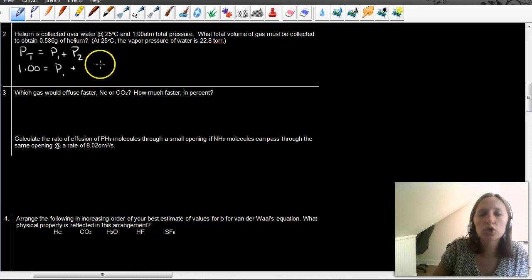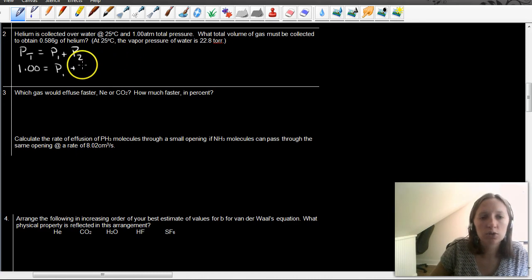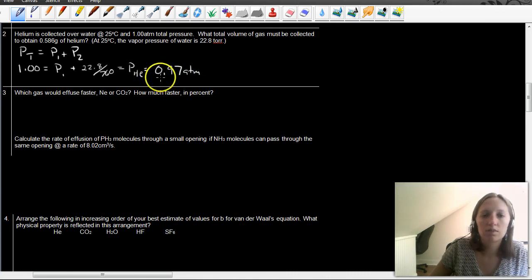22.8 torr. Torr! Oh, they're so mean. Don't you think they're mean? Torr is 22.8, and then you would divide by 760 in order to get atmospheres. And P1, the pressure of helium, ends up equaling 0.97 atmospheres, which we are about to use in a second.